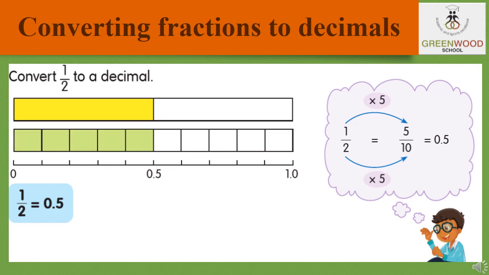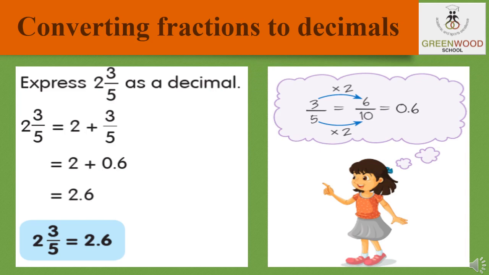Now we know that 1 by 2 means a whole block is divided in half. That means it has 2 parts, out of which one is colored. Now we have to convert this 1 by 2 in decimal. So first we'll try to convert the denominator in 10. So 1 by 2 is equal to 5 by 10. When will come 10? When 2 gets multiplied by 5. So 2 5s are 10 and 1 5s are 5. Now we have 5 by 10, which we can write it as 0.5. That means 1 by 2 is equal to 0.5.